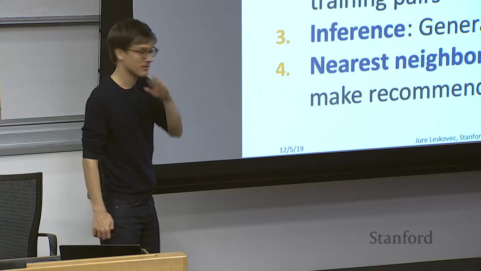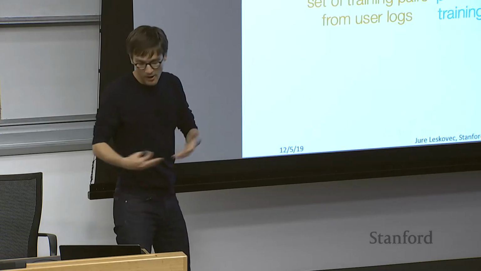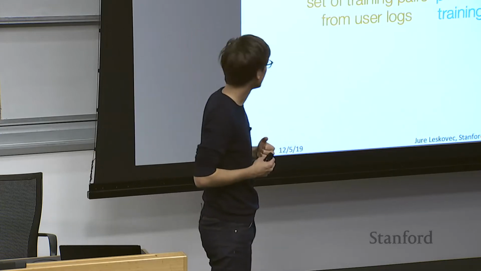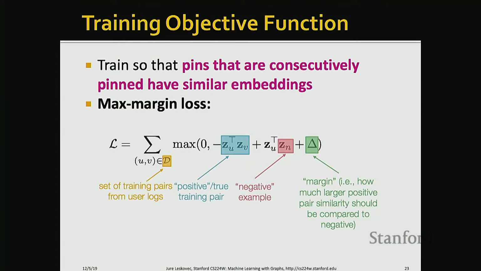Okay. So, what is my objective function? My objective function is the following. Again, as I said, what I want is pins that are related to be close together, and pins that are not related to be far apart. The way I think of this, I say, let's go over all my training data, and these are the coordinates of the pin.